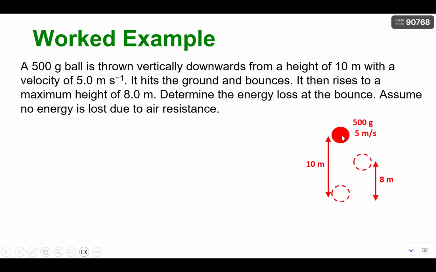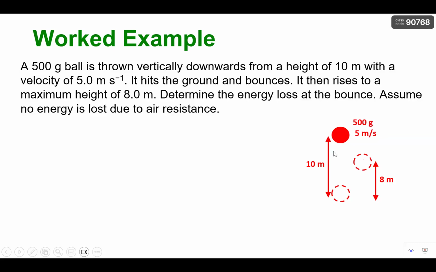Okay, 500 grams ball initially has a speed of 5 meters per second. So I'm going to put down everything that is important in the question. After I draw my diagram, label everything that is important. So it drops down to a height of 10 meters and then it's going to bounce up to a height of 8 meters. Okay, so this is my diagram that I get from my question. I have input all the variables that are needed.